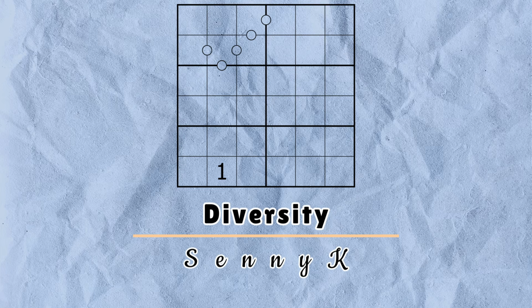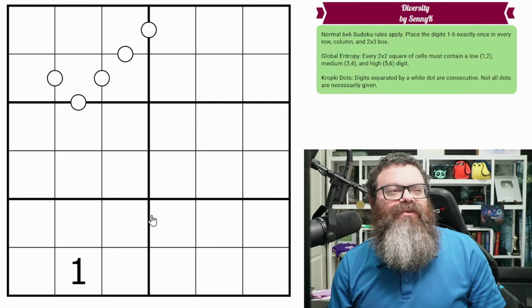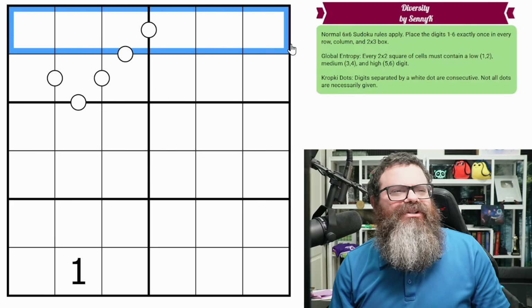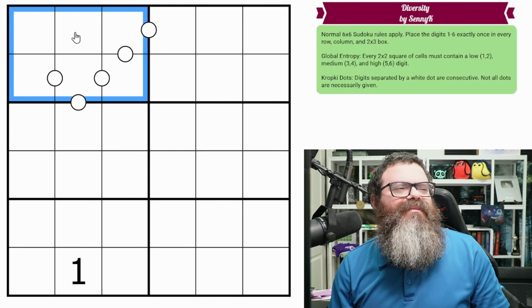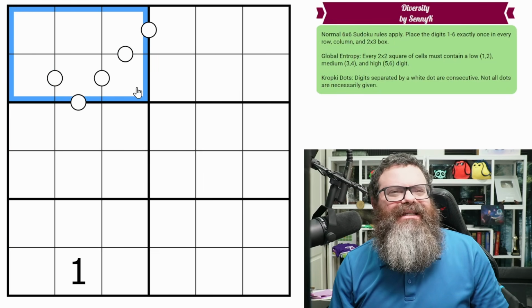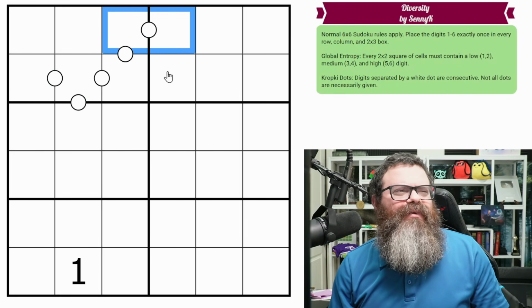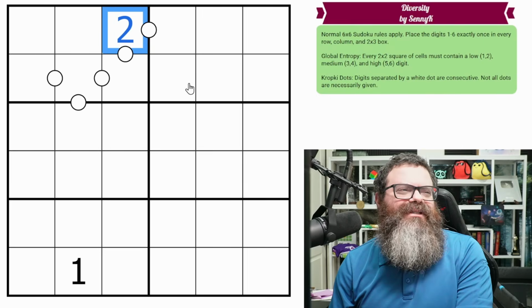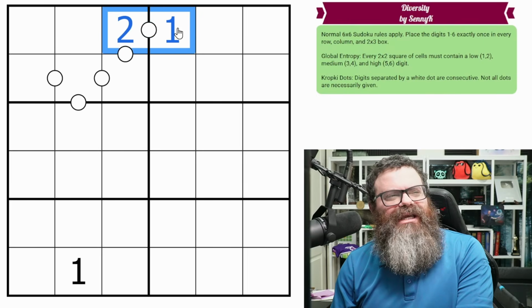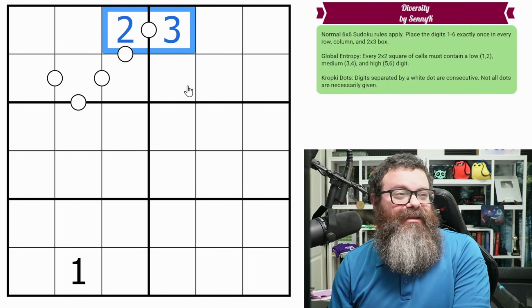Hello, let's continue our Sudoku adventure with Diversity by SennyK. So we have normal 6x6 Sudoku rules. That means in each row, each column, and each 2x3 box, we are placing the digits 1 to 6 exactly once each. We also have these white dots in the grid. Digits separated by a white dot must be consecutive. So if this is 2, this is a 1, so they're consecutive, or this is a 3, also consecutive.